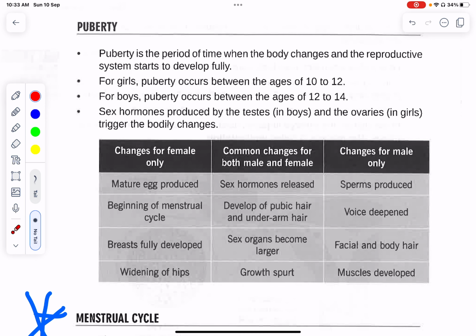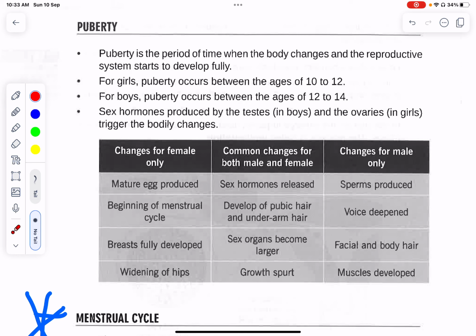So for puberty, this is the other part which usually comes out in MCQ. What's special about puberty is that it is this period of time where the body will change and the reproductive system will start to develop fully. For girls, puberty tends to occur between age 10 to 12, whereas for boys, puberty tends to happen later, which is 12 to 14. But more importantly, you will need to know how to distinguish the difference between puberty for both the female as well as the male. So the first part is the production of your sex hormone.